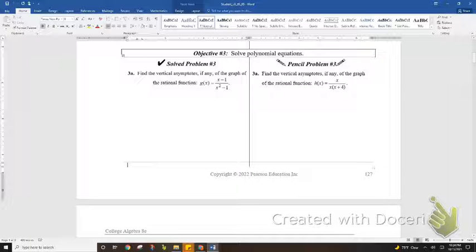Alright, objective 3 is we're going to start solving polynomial equations, and we're still doing 3.5. So let's go to our note paper, so we can write some notes here about our rational functions. The next thing we're going to look at are asymptotes.